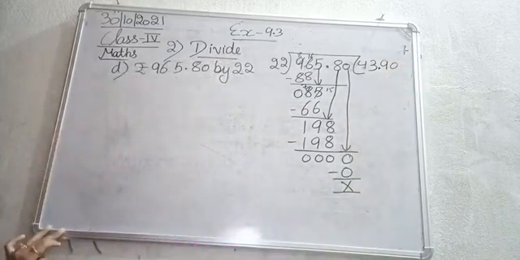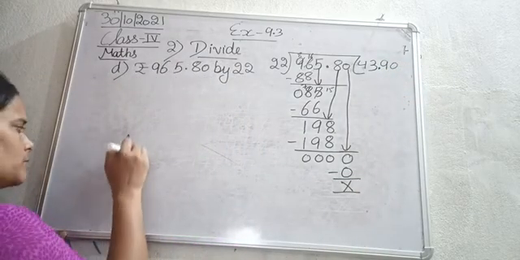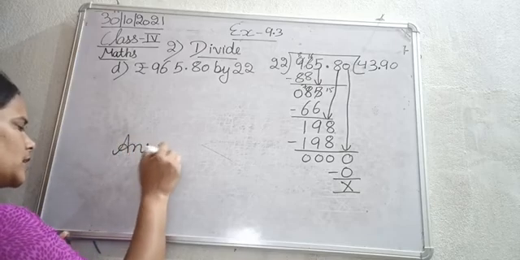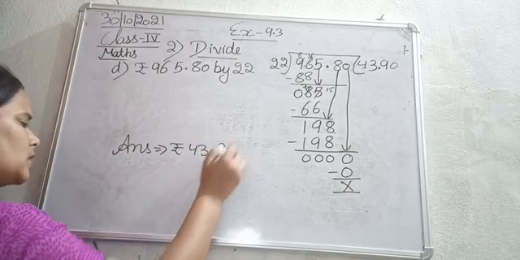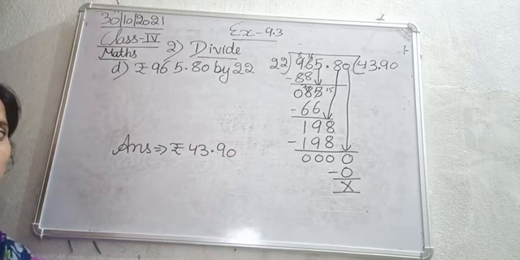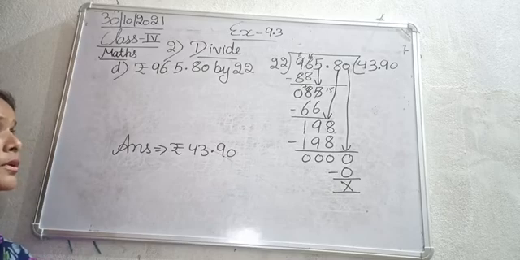So what is the answer? That is 43 rupees 90 paise. So we got the answer, that is 43 rupees and 90 paise. So this is the solution of the D part of question number 2.